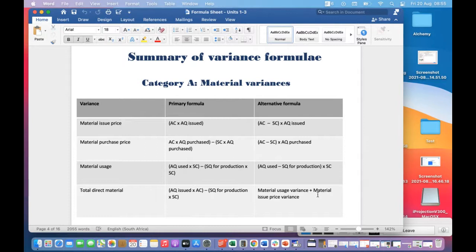Now, if he uses 8,000 instead of the 10,000, it shows how efficient he is, because he's managed to use less than what was allocated to him. The issued is what was allowed, and usage is what he used. That's the difference: how much he used in relation to how much was budgeted for him to use. So that's how we measure the efficiency.